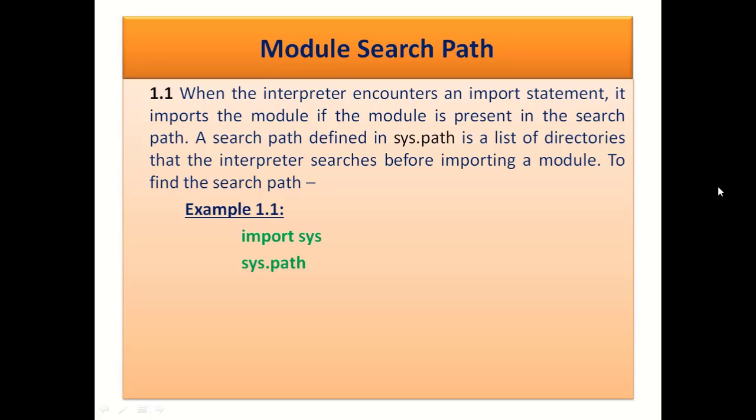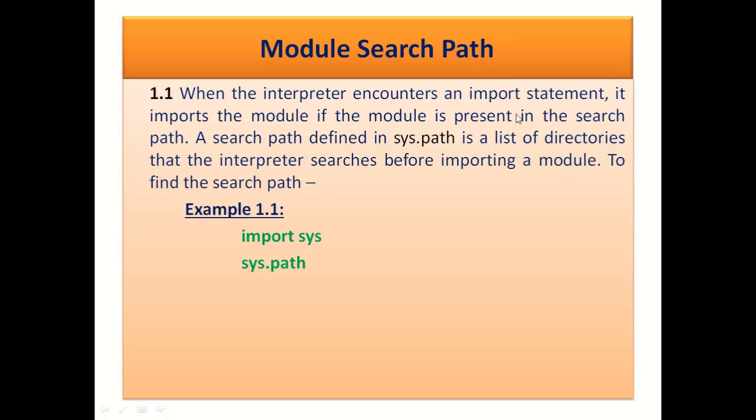Module search path. Now how will the interpreter search for a particular module? The search path is defined in sys.path. So if you are importing the sys module in a program and you type sys.path, that is going to give you the path where the interpreter searches for the given module. And if the module is not found within that search path, then it reports an error that the module is not present. What you need to do then is install that module or the package and then use the module in your program.